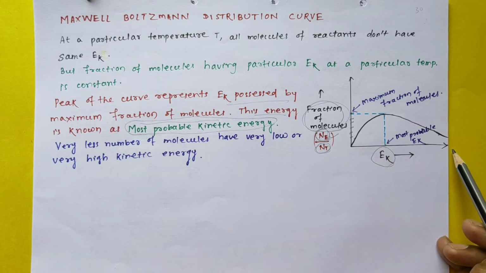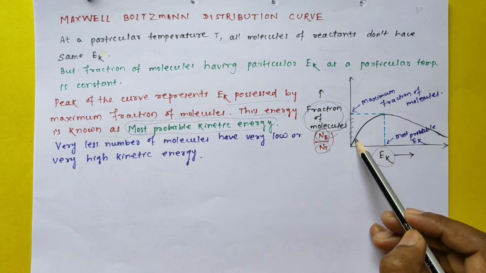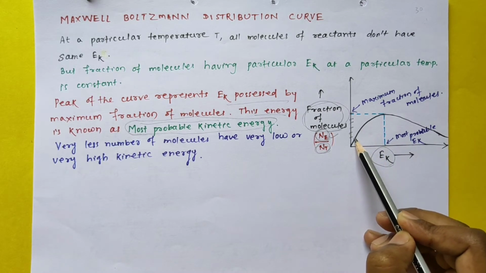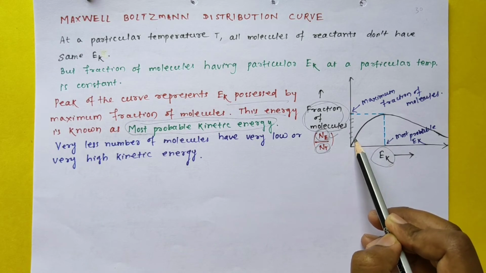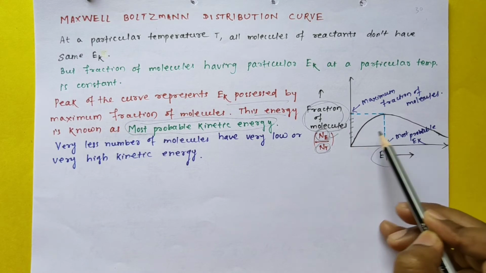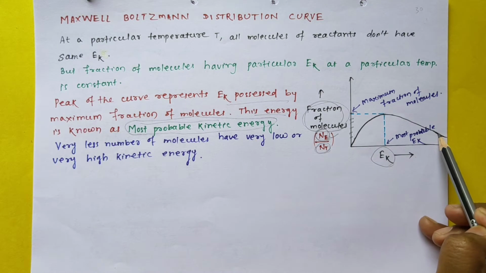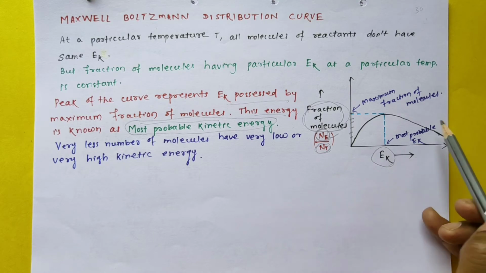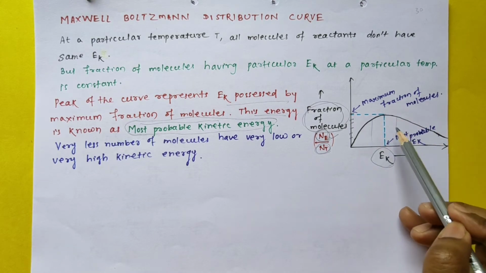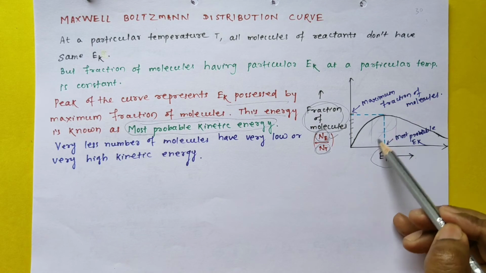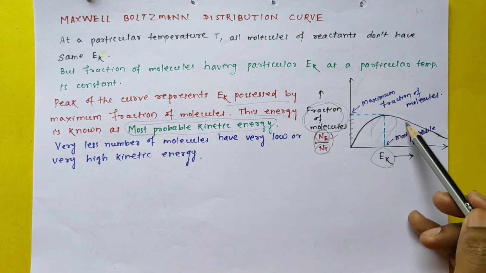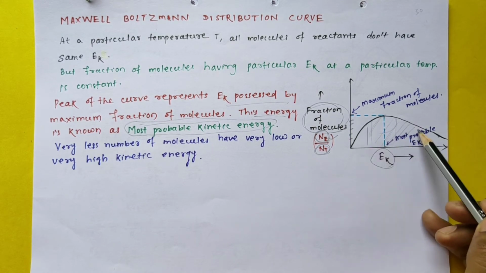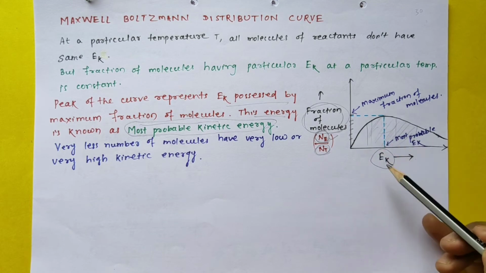So from this curve we can see that the fraction of molecules having less amount of kinetic energy is low, and the fraction of molecules having more amount of kinetic energy, or high amount of kinetic energy, is also low. And most of the molecules are in between. So this is the broad area in which the maximum number of molecules lie.